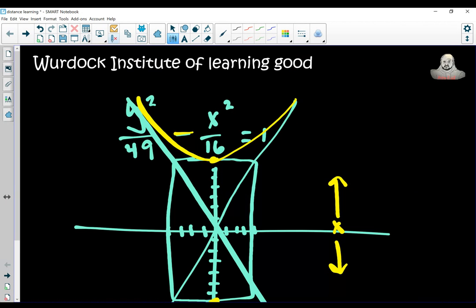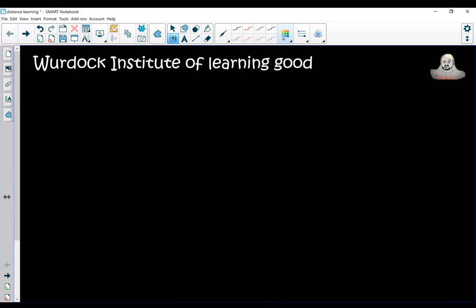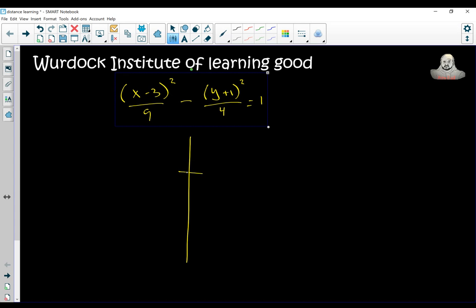If they ever gave us something like this, x minus 3 squared over 9 minus y plus 1 squared over 4 equals 1, you start by identifying the center of your object, which this shape is centrally located at the point 3 comma negative 1. So I'll notice this 3 comma negative 1. That's kind of where we're starting from, so to speak.